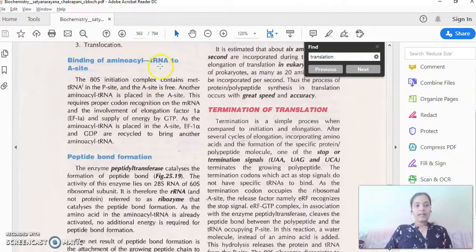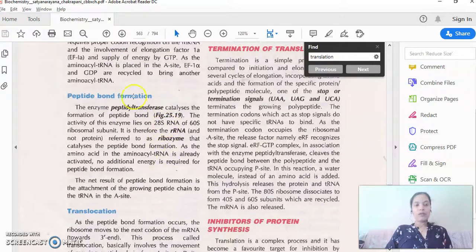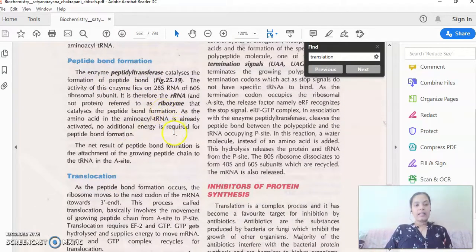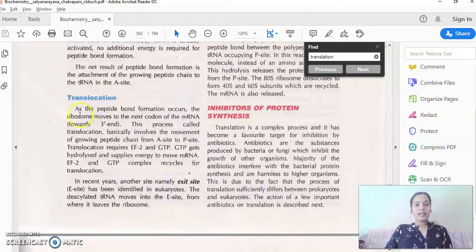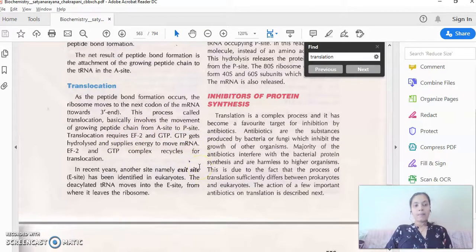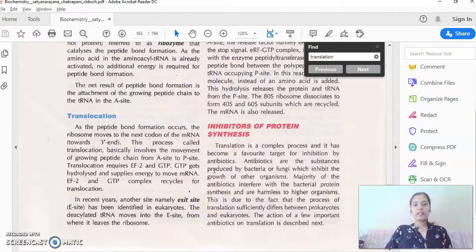So binding of tRNA, then peptide bond formation takes place via the peptidyl transferase enzyme, and the A site is again free for the next aminoacyl tRNA, and then translocation takes place. Basically it is the movement which requires elongation factor EF2 and again energy in the form of GTP. And from the exit site, the peptide which is synthesized will get removed.